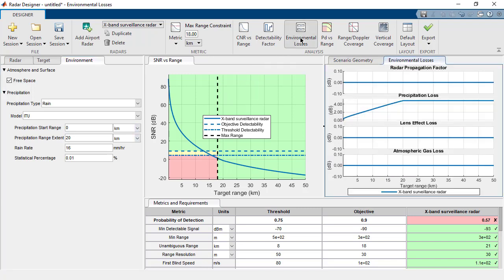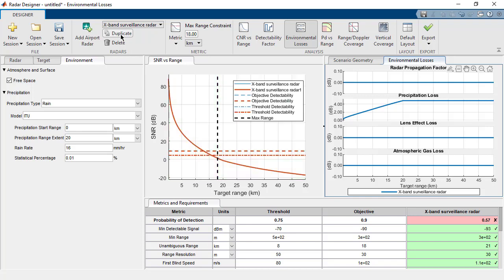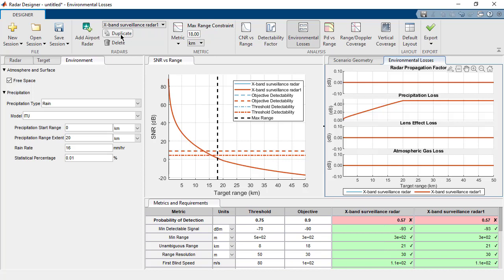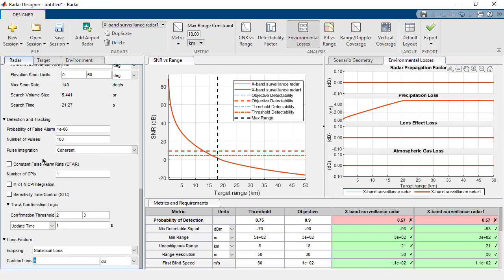We'll have to make adjustments to the design, so let's make a duplicate of this design just to compare the performance before and after. The probability of detection can be improved by either increasing the SNR available at the receiver or by decreasing the SNR required to make a detection. The latter approach might be more attractive in practice since decreasing the detectability factor can be accomplished through signal processing techniques that do not require making changes in the hardware. The detectability factor can be decreased by integrating more pulses.